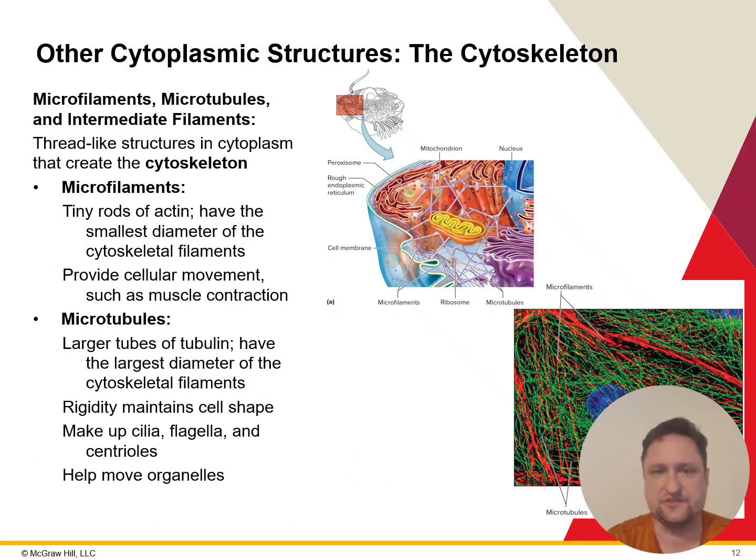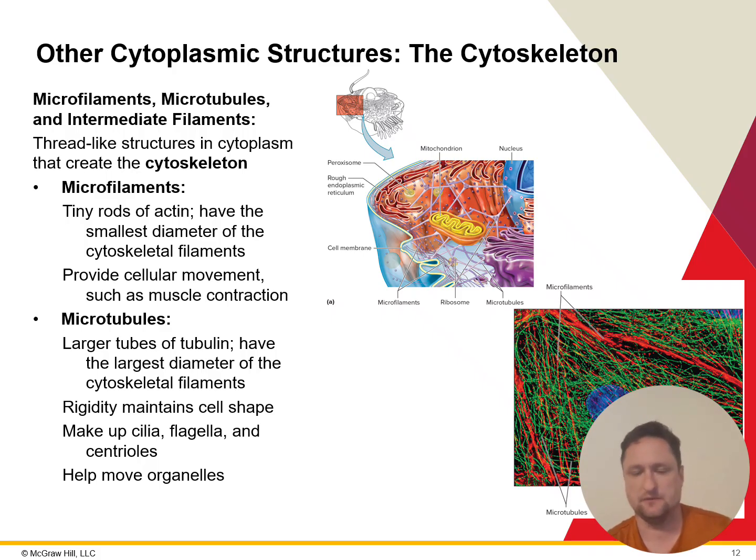All right. The cytoskeleton. Now this is a complex network of protein filaments that provide structural support. They maintain cell shape and they help facilitate movement. The cytoskeleton includes microfilaments made of actin. We'll talk much more about actin when we talk about the muscles. They also contain microtubules composed of tubulin and intermediate filaments.